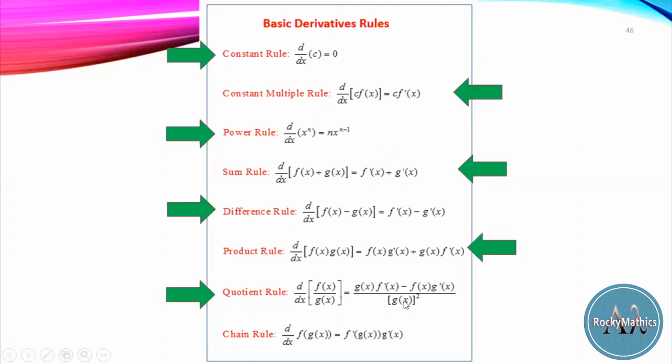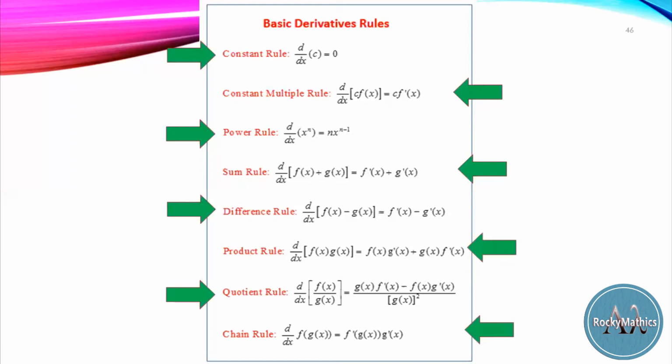Then for the numerator, you copy the denominator, g of x, times the derivative of the numerator, minus the numerator f of x times the derivative of the denominator, okay? So again, you have to familiarize the formula.